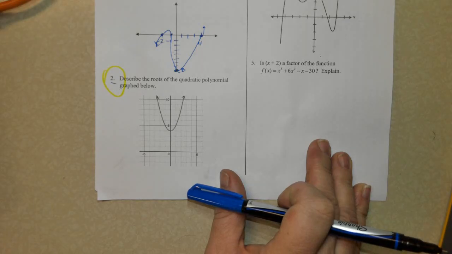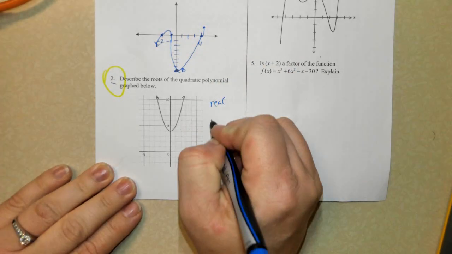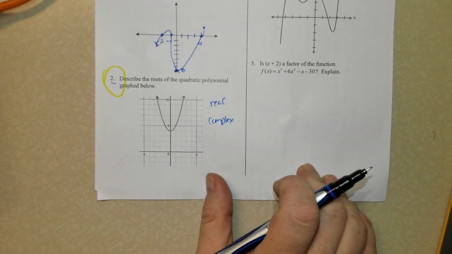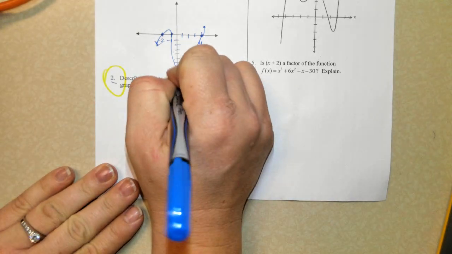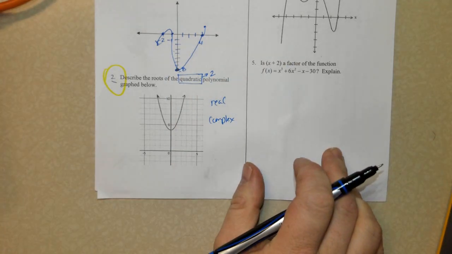for every one of these answers I want 2. And if you don't have every one of these answers for 2, 3, and 4, I want 2 answers. I want a real roots answer, and I want a complex roots answer. So I'm going to write real and complex. Real is how many x-intercepts do you see? Complex are the imaginary ones we cannot see. So the first thing to do is please put a box around quadratic. Quadratic means there's going to be 2 answers.